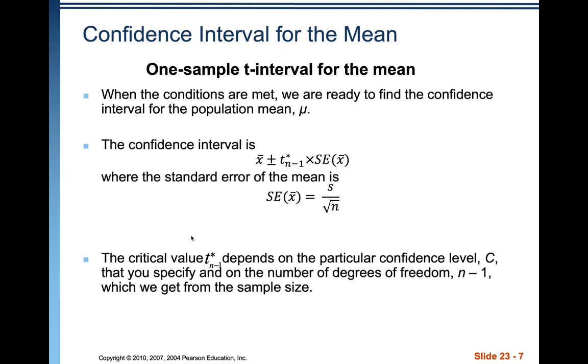The critical value for a t distribution is just like a critical value for the z distribution. It's going to depend on the particular confidence level. And in this case, the one thing that's new is that it does depend on the degrees of freedom, the n minus 1.